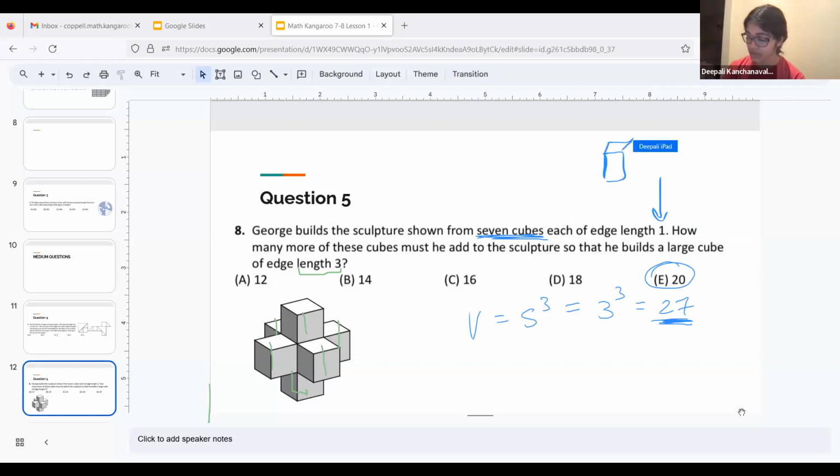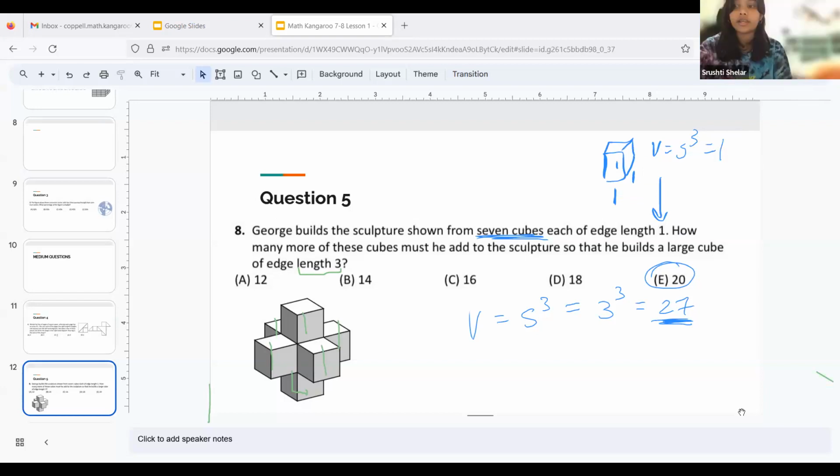So basically all you have to do is realize that 1 cube has a side length of 3. So that means that volume is equal to side cubed. So it has a volume of 1. And we know that the total volume has to be 27. So we just need 27 of those cubes. And we know we have 7 cubes, so we just need 20 more. Okay.